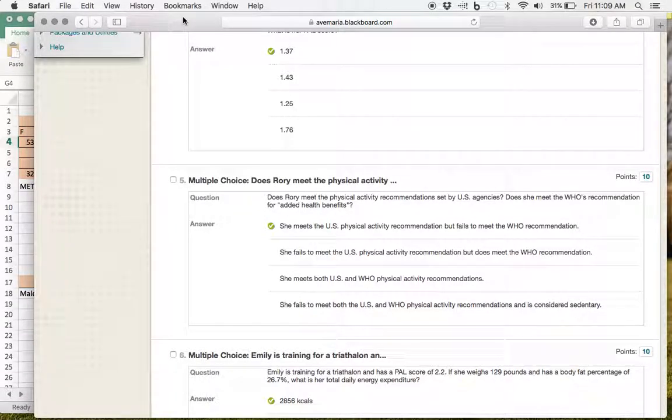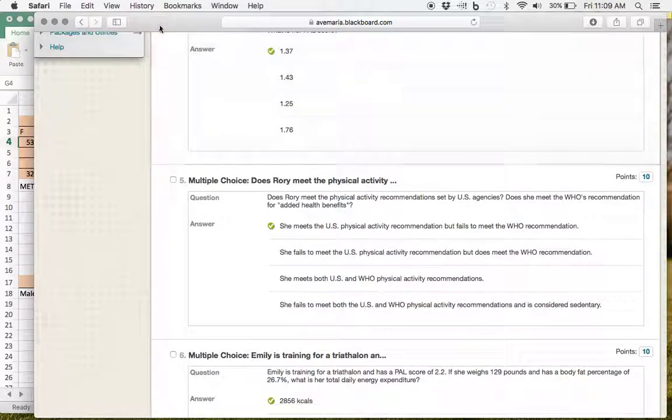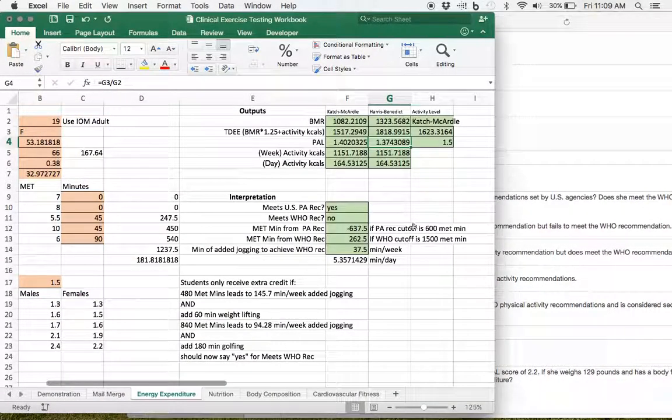recommendation and the WHO's recommendation, the World Health Organization's, for activity level. So, how do we figure this out? Well, we had this preset before from class, and does she meet the U.S. recommendation? The answer is yes. Why? Because her MET minutes here, D14, is greater than that cutoff of 600. She's at 1237, which is greater than the 600.